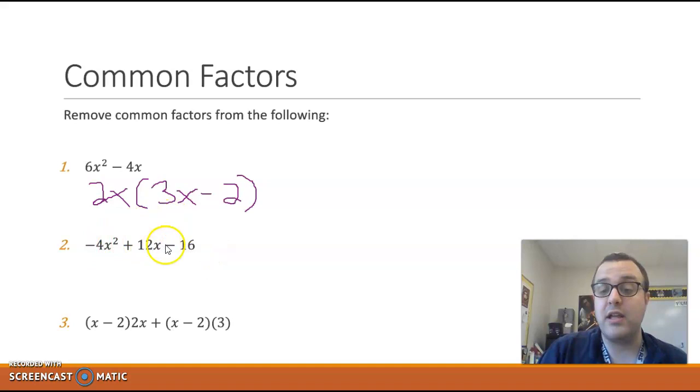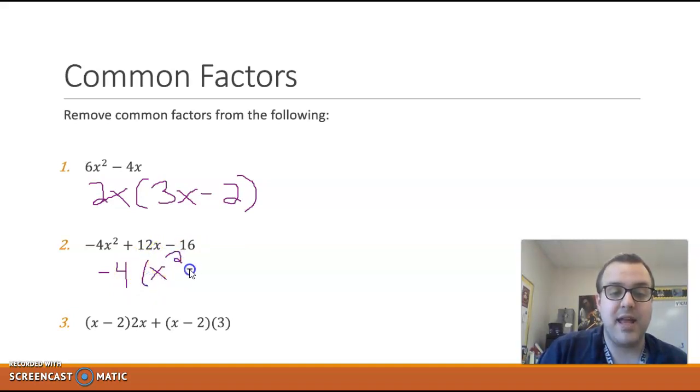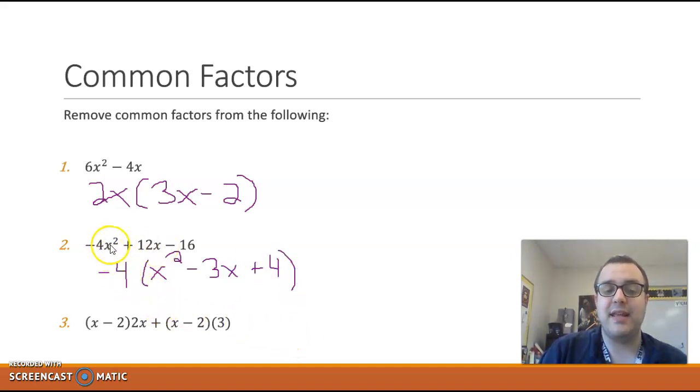Now, you might look at these and say, oh, they're all even, 2 is going to come out of them, but we actually can take out something a little bit bigger. We're actually going to be taking out a negative 4. The 4, because that's the largest number that goes into 4, 12, and 16, and I'm taking out a negative because my first term is negative, and whenever I factor out, I want my first term of whatever is left over to be positive if possible. So I take out that negative 4, and I'm going to be left with x squared minus 3x plus 4. Okay, and that's taking out the GCF of what I can take out there.